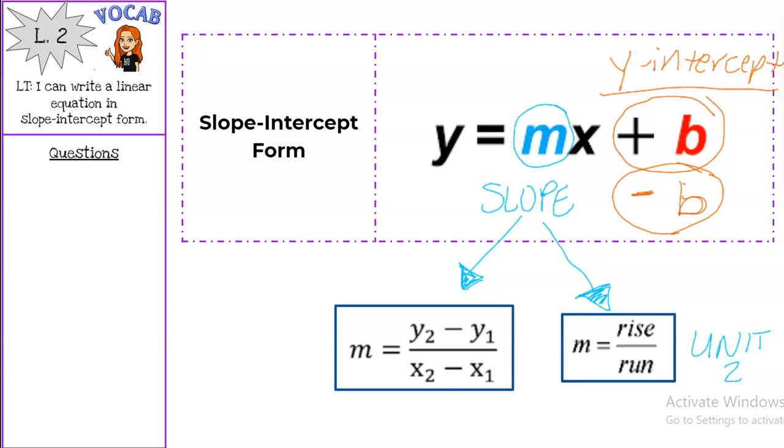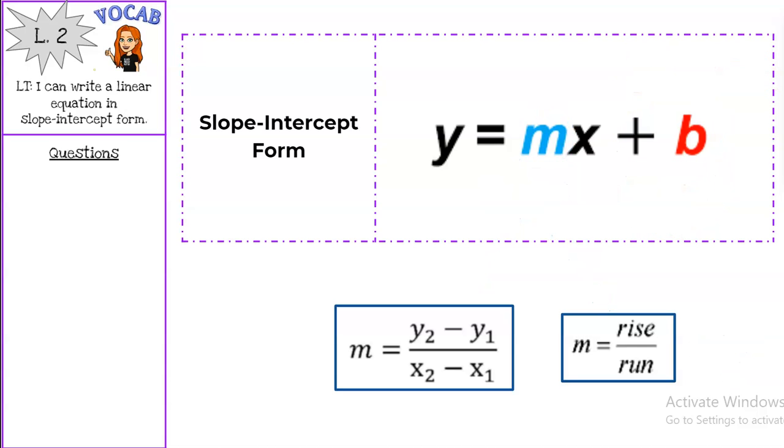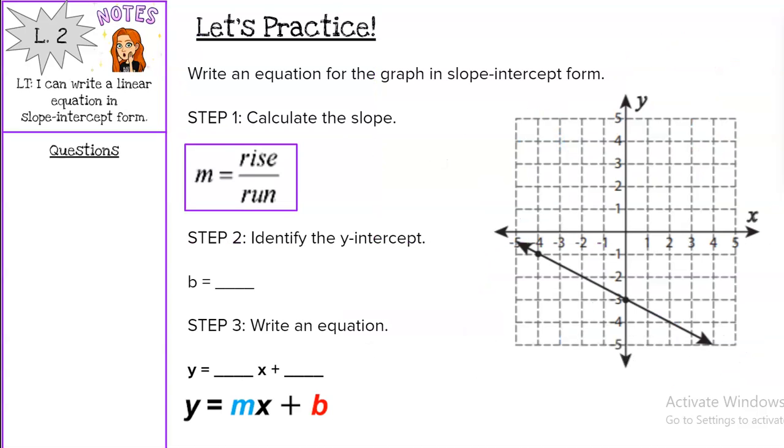So now we're going to practice writing an equation from a graph in slope-intercept form. To do this, we need to find the slope, or our m, and we need to find our y-intercept, or our b, so we can put it together and write an equation in slope-intercept form. These are two things we already know how to do. We're just putting it together in a different way.